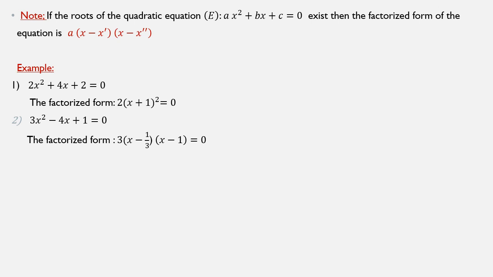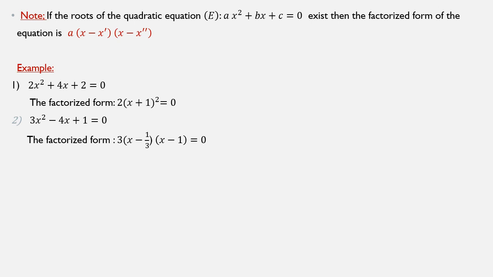In part 2, the equation is 3x squared minus 4x plus 1 equal to 0. So we can factorize the equation by finding first its roots. Its roots are here 1 over 3 and 1. So the factorized form of this equation will be a, which is 3, into x minus 1 over 3 into x minus 1 equal to 0.